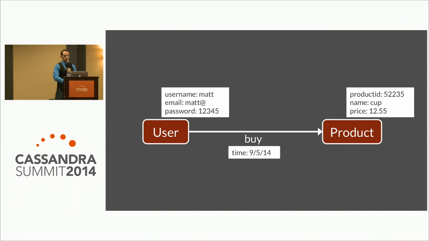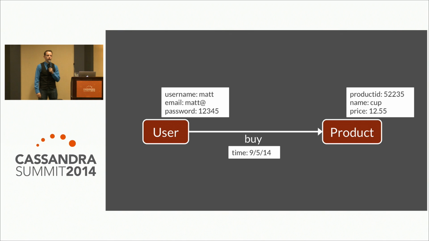In Titan, it's very, very simple. You just say, I want to have a buy edge between the user and the product vertices, right? And so you just create an edge labeled buy, and you can annotate those edges also with arbitrary key value pairs, right? So you can put a timestamp on there, you can put a session ID on there, or whatever else you want to associate with that transaction.